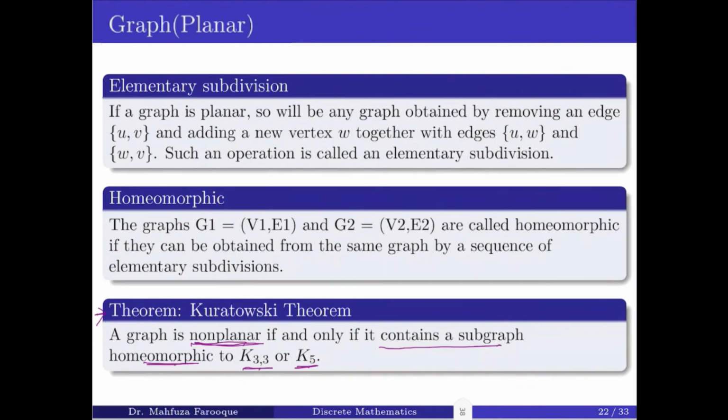So what is homeomorphic? You can go back to see the definition. It states that if there are two graphs G1 and G2, they are called homeomorphic if they can be obtained from the same graph by a sequence of elementary subdivisions. So what is an elementary subdivision? I also gave the definition: you can remove some edge and then add some vertices. In short, if a graph contains a K33 or K5 subgraph, that graph is not a planar graph.